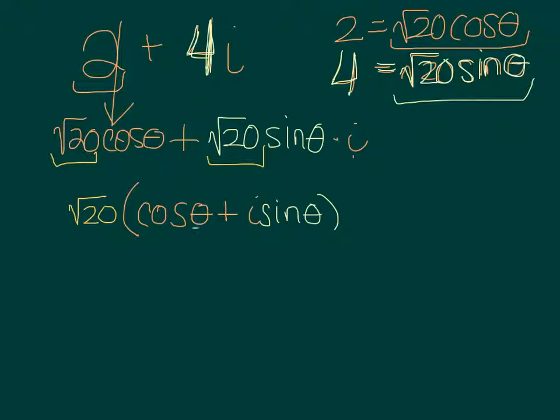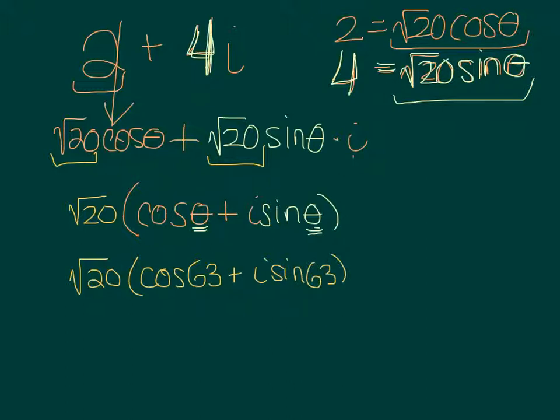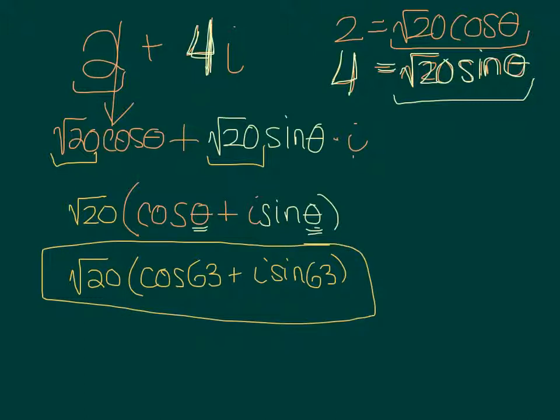I actually knew theta. Remember, we found that to be 63 degrees. So I can totally rewrite this as the square root of 20 times cosine 63 plus i sine 63. Now I know this looks really messy, but it is going to have very important properties in the next few days. So we need to practice putting things in this form.